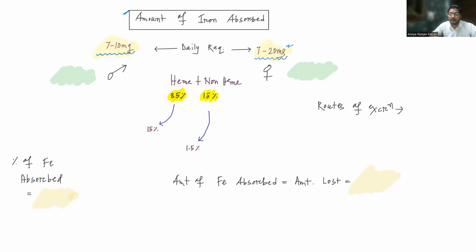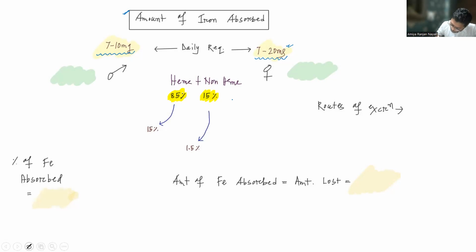In vegetarian food, we are not going to get more of the heme form. You will get most of the iron in the non-heme form, that is the inorganic form of iron. So as per the Western data, around 85% of the iron is present in the heme form and 15% in the non-heme form, that is the inorganic form.